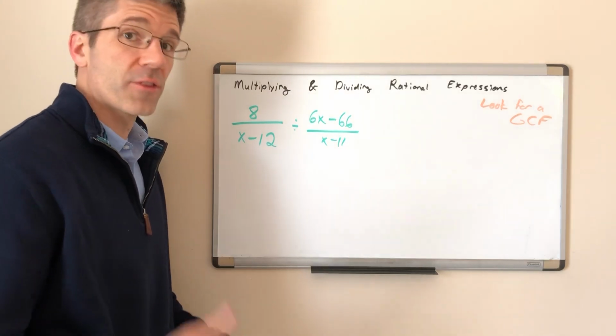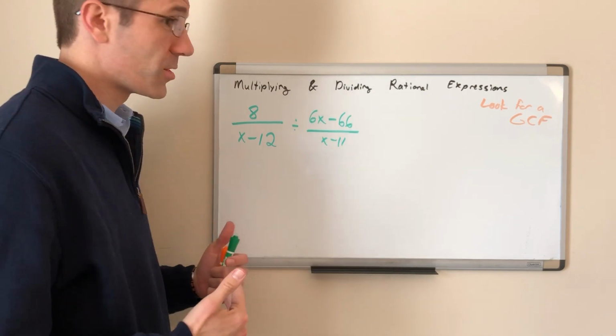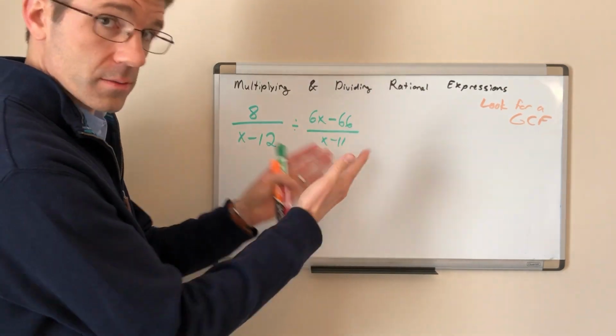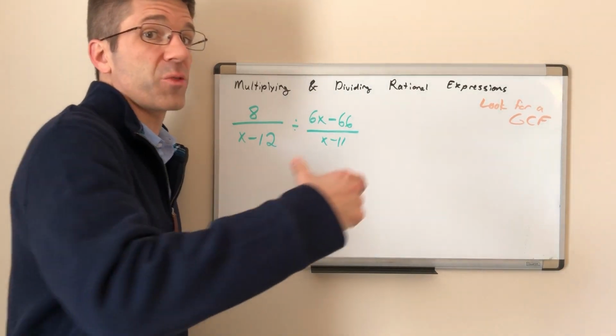Let's take a look at this one. And the first thing I notice is that this one is division. It's not multiplication. So we're going to have to do that thing where we keep it, change it, flip it, right? Okay, so let's put it in mathematical terms. We're going to multiply by the reciprocal.